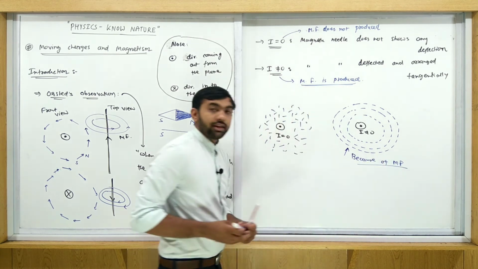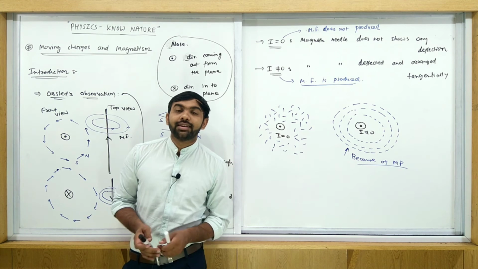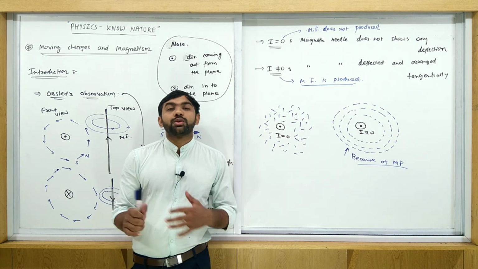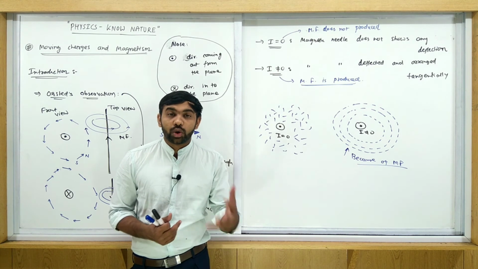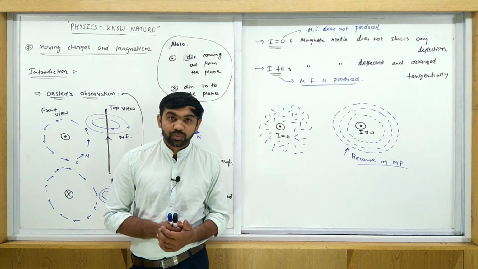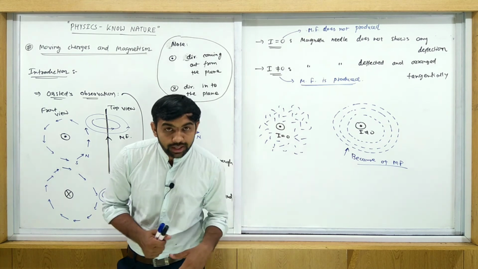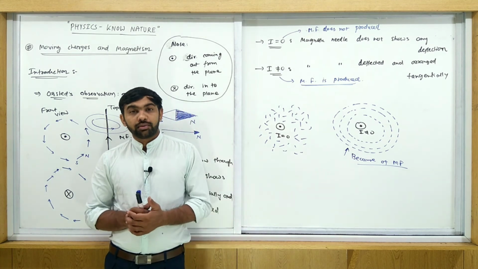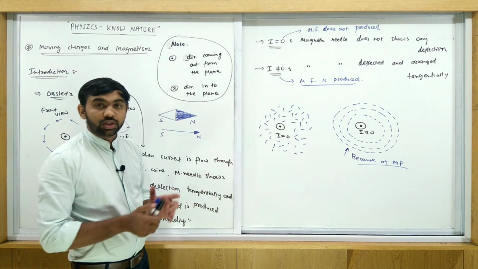So whenever current flows through the wire, at that time a magnetic field is produced in its surrounding, and it produces some force on a charge. The direction of the magnetic field and the force due to the magnetic field we will discuss after this. So first you note this, then after that we discuss the two things.